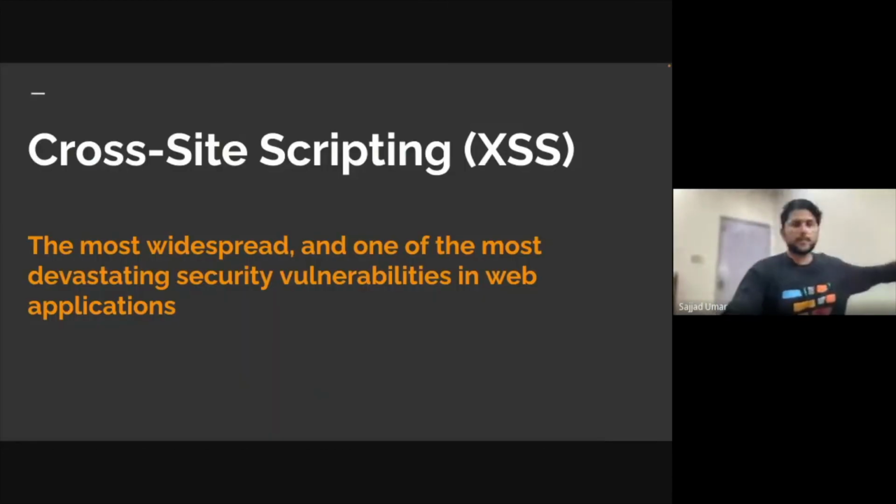So what is cross-site scripting? Cross-site scripting is the most widespread and one of the most devastating security vulnerabilities in web applications. This attack basically injects client-side executable code, but the good news is Rails provides some helper methods to find these types of code and prevent these types of attacks. So let's have a look at how this works.